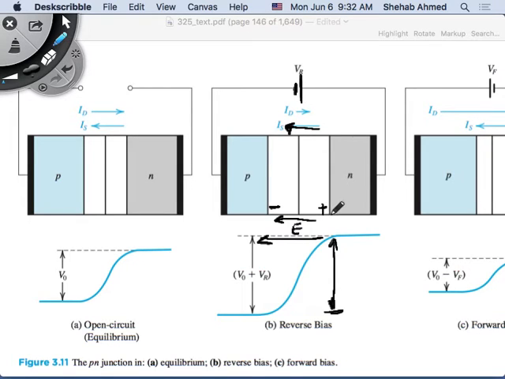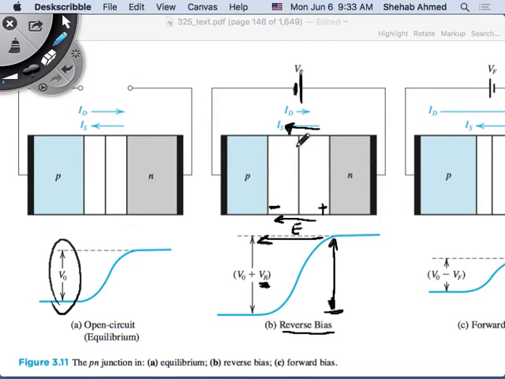I was mixing this with the open circuit condition. In open circuit, there is a steady state balance, and the steady state balance maintains a certain barrier. It's a barrier to diffusion current. So here it's V naught plus VR, and on the other one it's V naught minus VF. VR is called the reverse bias voltage. This is the reverse bias condition.